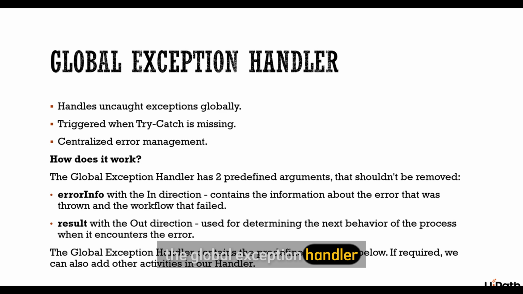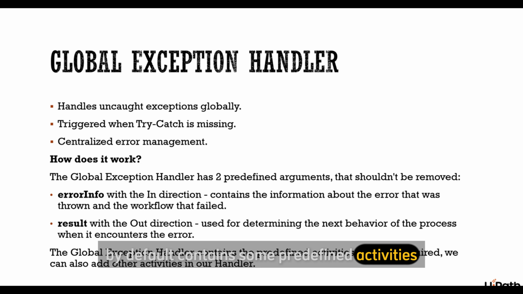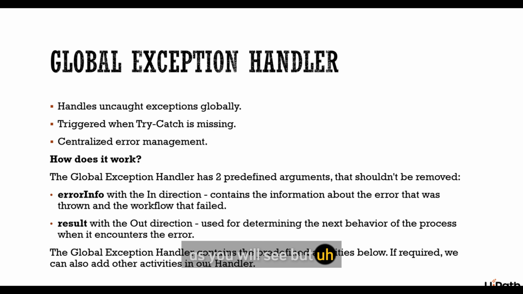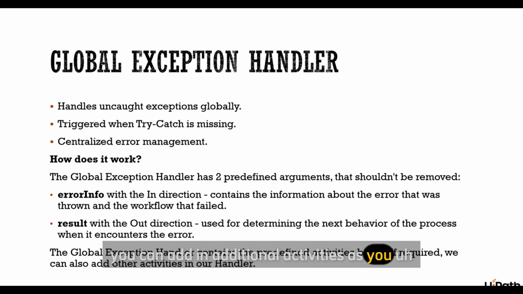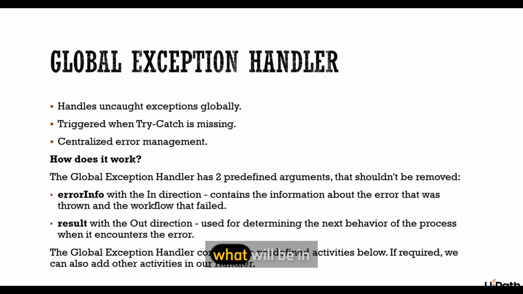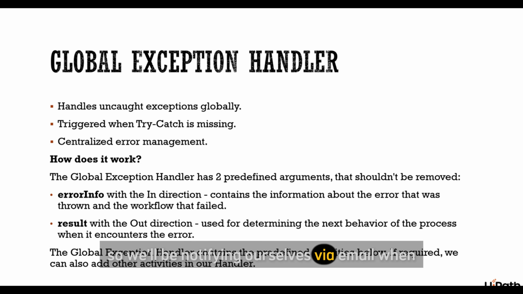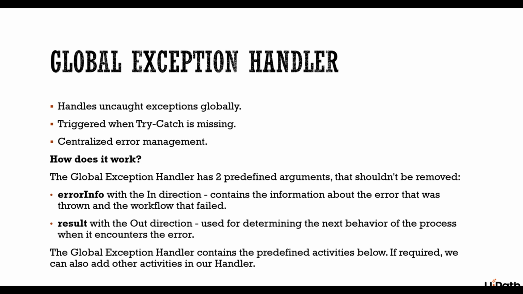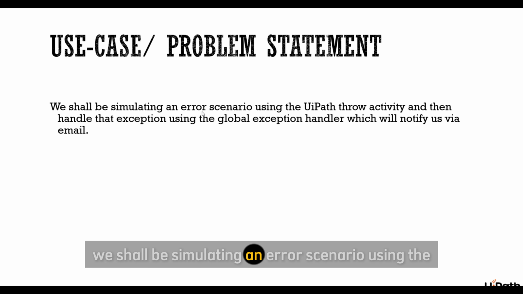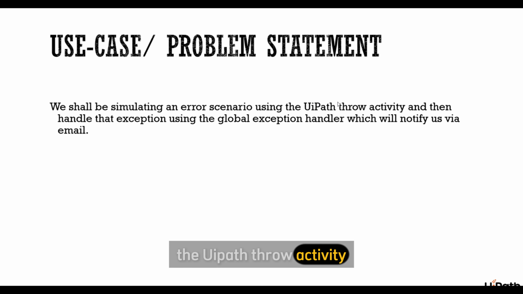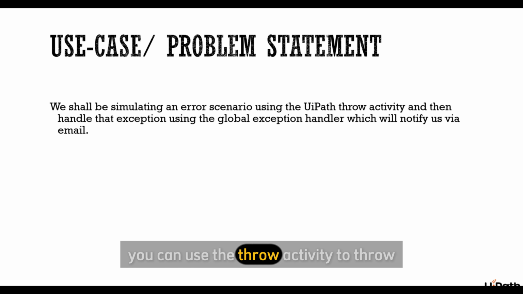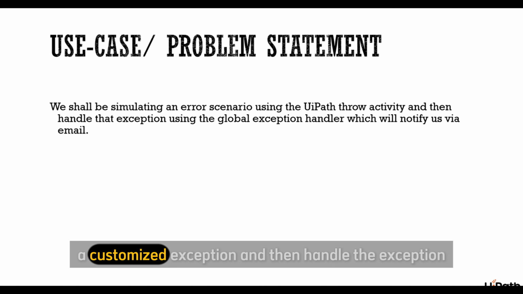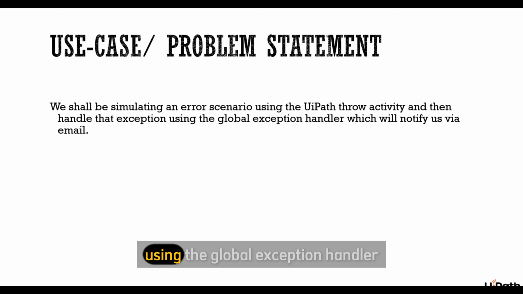By default, the global exception handler contains some predefined activities, as you will see, but you can add additional activities as you want, like in the use case that we'll be looking at. We'll be notifying ourselves via email when the error happens. This is our problem statement. We shall be simulating an error scenario using the UiPath throw activity. You have seen this in the past. You can use the throw activity to throw a customized exception and then handle the exception using the global exception handler, which will notify us via email.